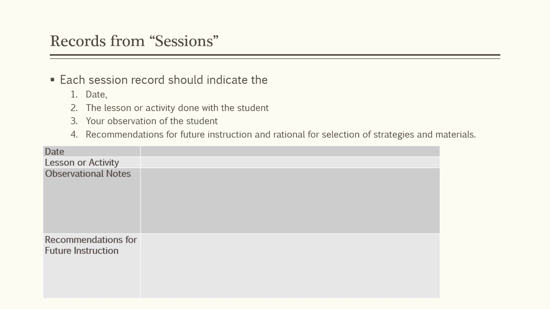There's a template on Blackboard in the assignment section. It's just simple: the date, the lesson or activity that you did with the student. And the lesson or activity could go over multiple days. Maybe you're working on a project, especially for teachers who are specialists that don't see their students every day. This activity might go more than one 40-minute session, let's say. And then your observational notes that you took on the student, and then recommendations for future instruction and a rationale for the selection of these strategies and materials. So what I'm looking for is some depth in that recommendations for future instruction section. That's the important part of this assignment.